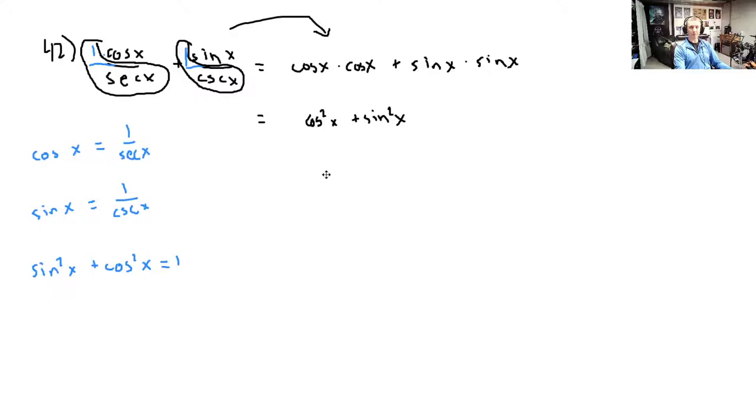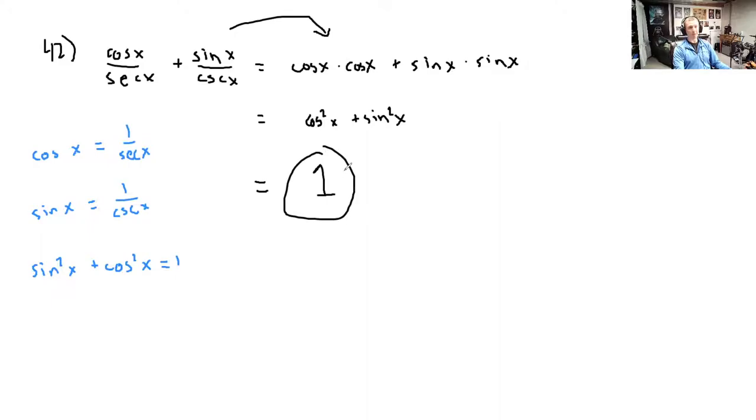So our target was not too far away in this problem. What we just did is verify that cosine over secant plus sine over cosecant is always 1. We started with the left-hand side and worked our way to the right-hand side. If you're of another persuasion, you could start at the right-hand side, 1, and try to make your way to the other side. That's totally fine. This is how you verify identities.